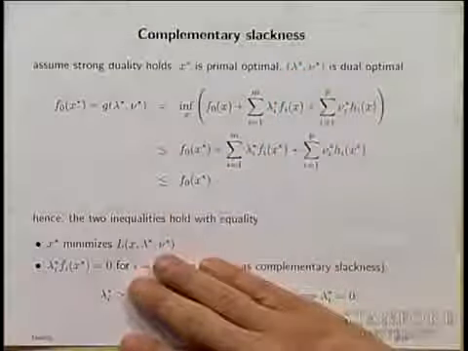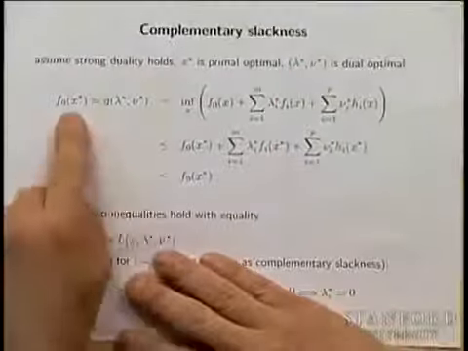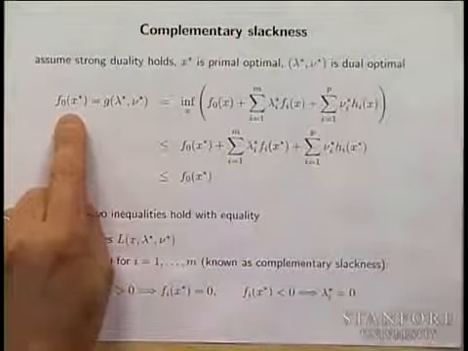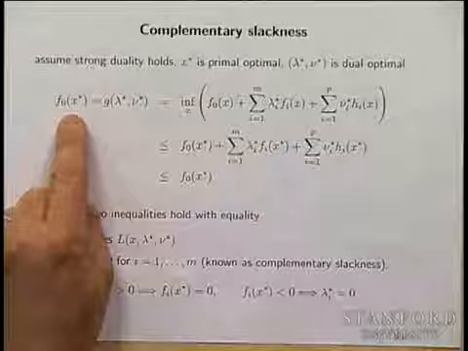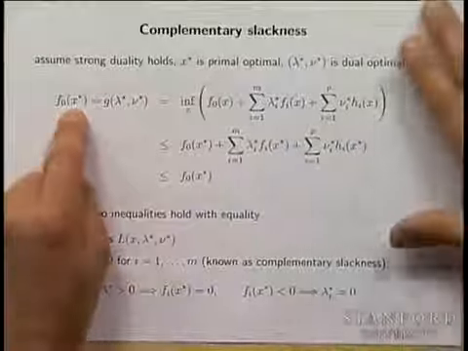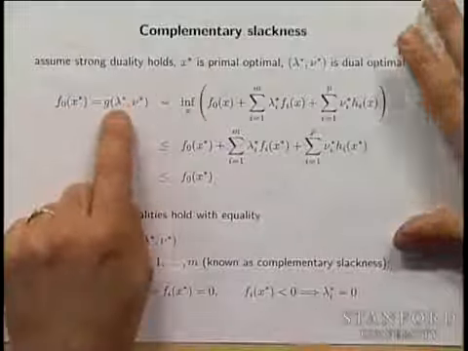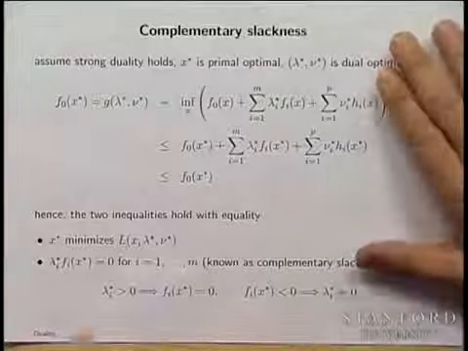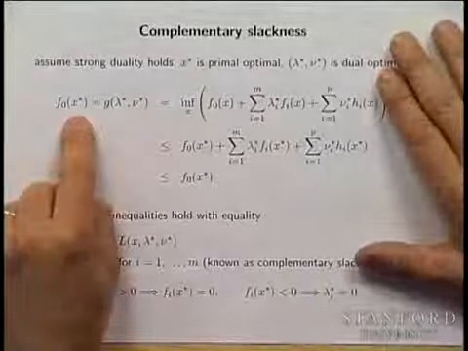It's always convex. Okay, so let's suppose strong duality holds. And let's suppose x star is primal optimal and lambda star and nu star are dual optimal. That says this. I mean, this is basically what it comes down to. What it says is that x star is an optimal point. Lambda star and nu star you can think of then as a certificate establishing optimality of x star.